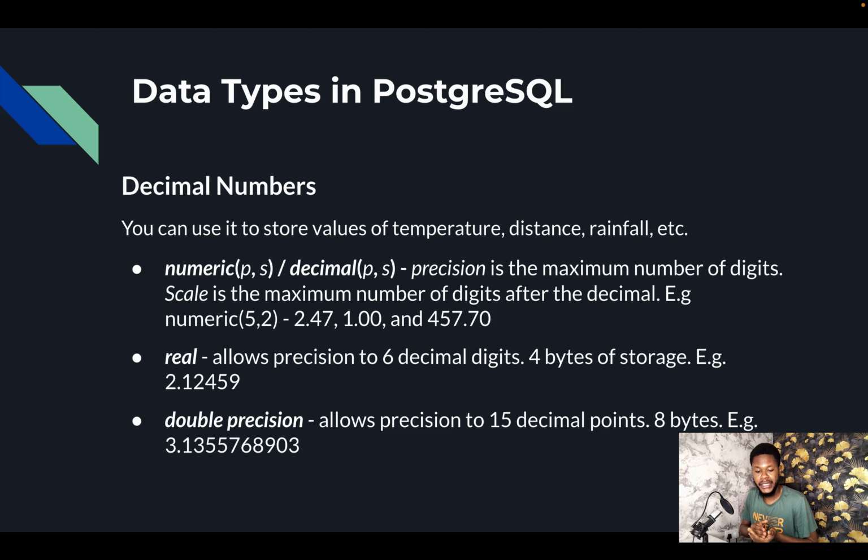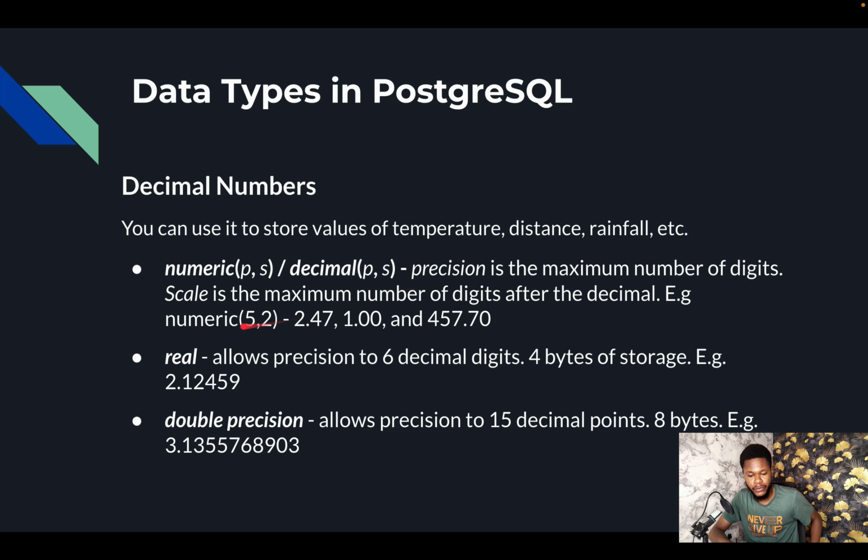We have numeric or decimal, so you can use either one. And we have the P and the S, which stand for precision and scale. Precision is the maximum number of digits you're going to store. You can set that in advance. It could be less, but that would just be the maximum. And scale is the maximum number of digits after the decimal.